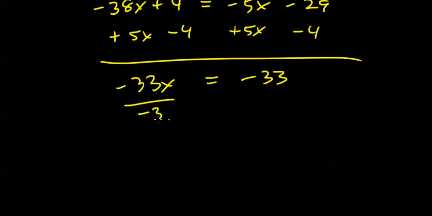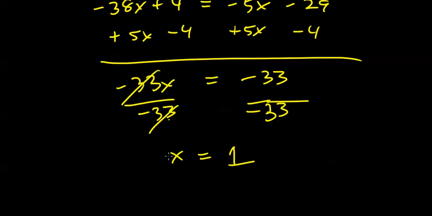I'll divide both sides by minus 33. The 33's cancel on the left. I get x equals, and of course, negative 33 over negative 33 reduces to positive 1. Okay?